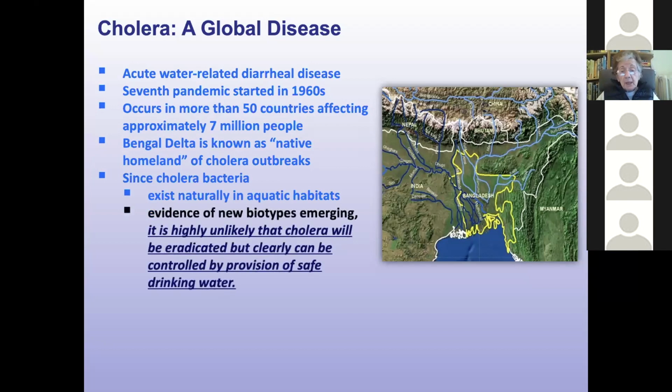However, it's now in the textbooks, and we have new biotypes emerging, which is again proof that these biotypes come from the environment. The 0139 emerged a dozen years ago, and it's an epidemic form of cholera. So the cholera bacteria carry out functions such as carbon cycling, nitrogen fixation, etc.